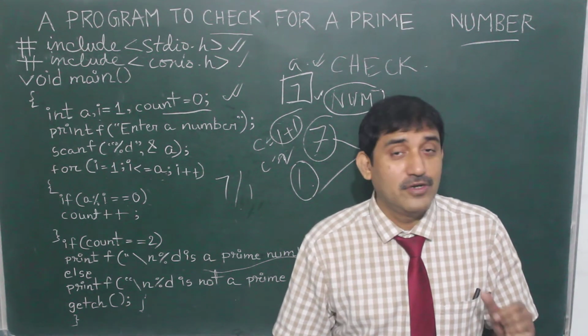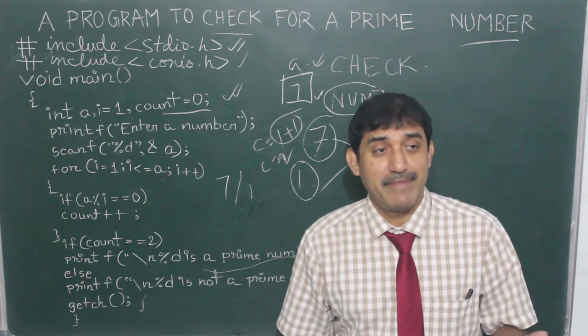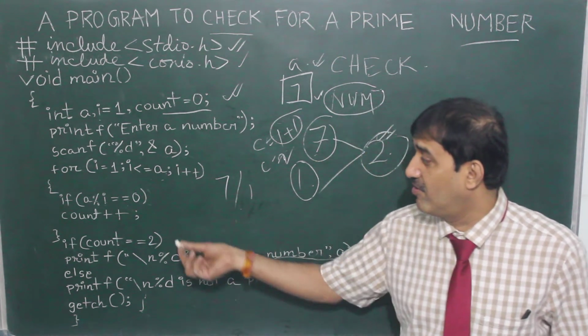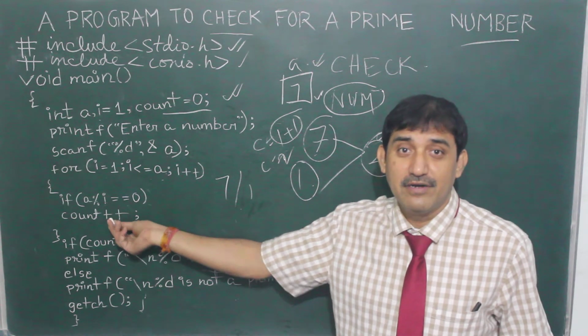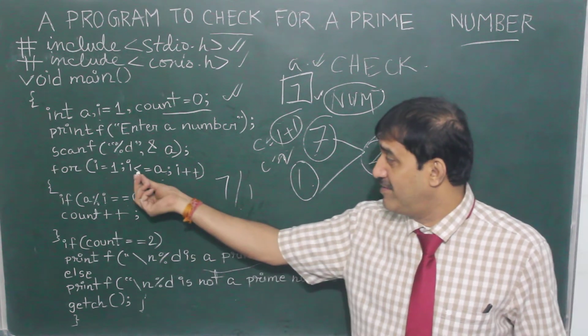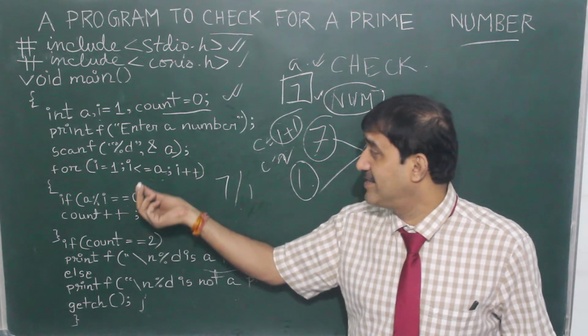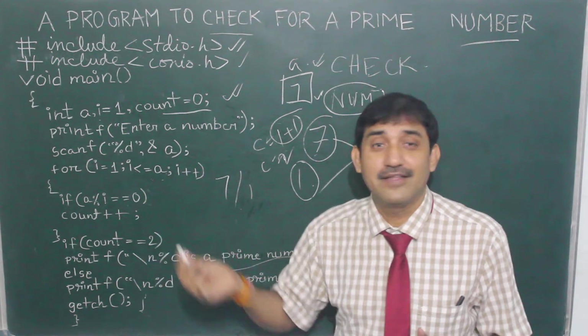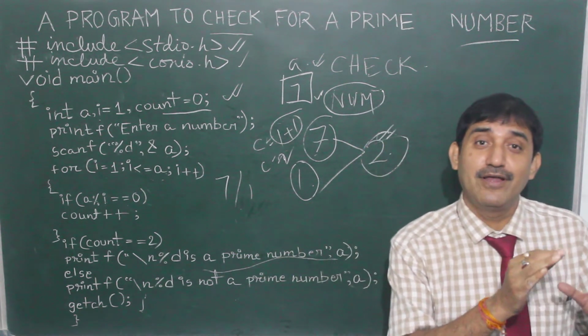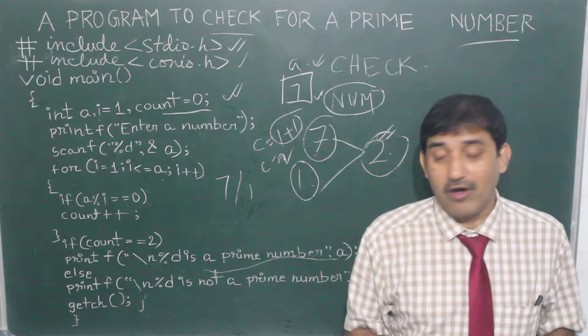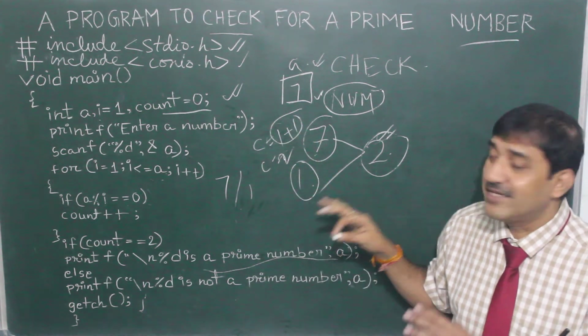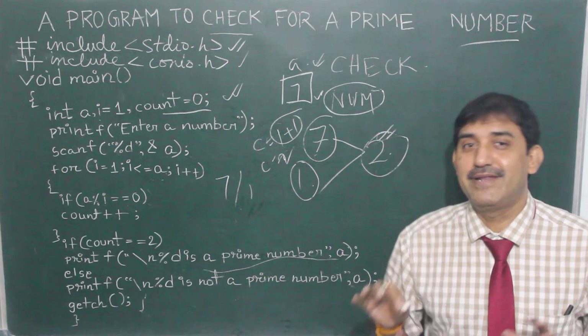Many of you may do the program, but at times you make a mistake in the counter part: how many times it will go. Somebody says I less than or equal to A, or somebody says I less than A. These are the particular points where we go wrong. So I have explained that. Understood, clear? Any problem, let me know. Thank you.